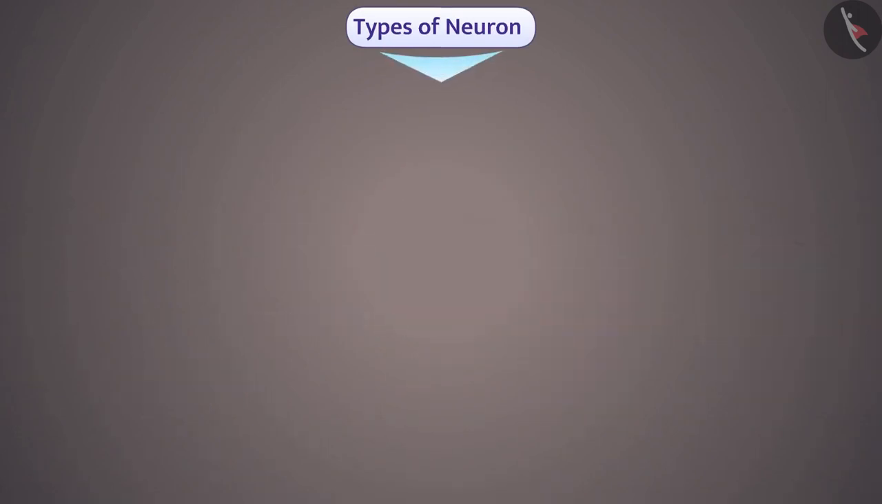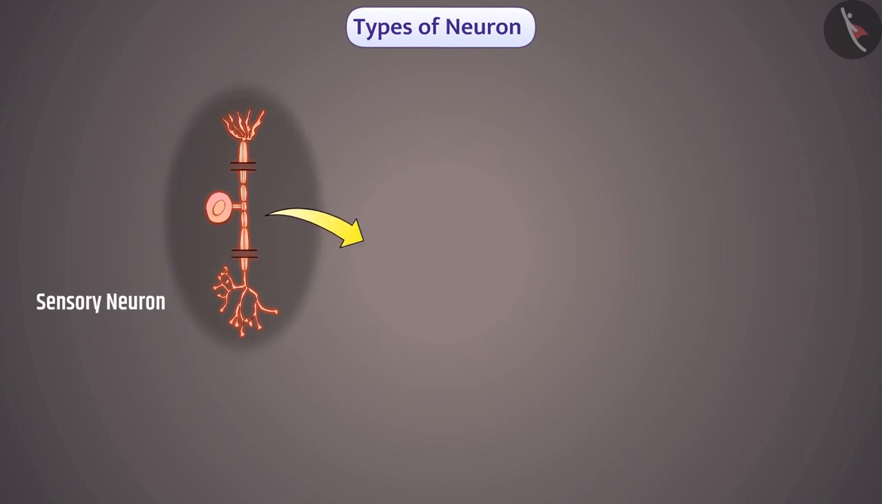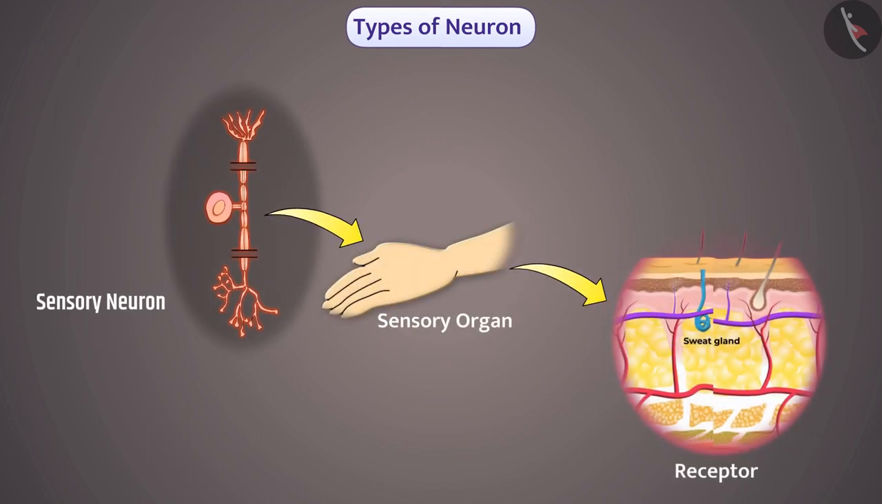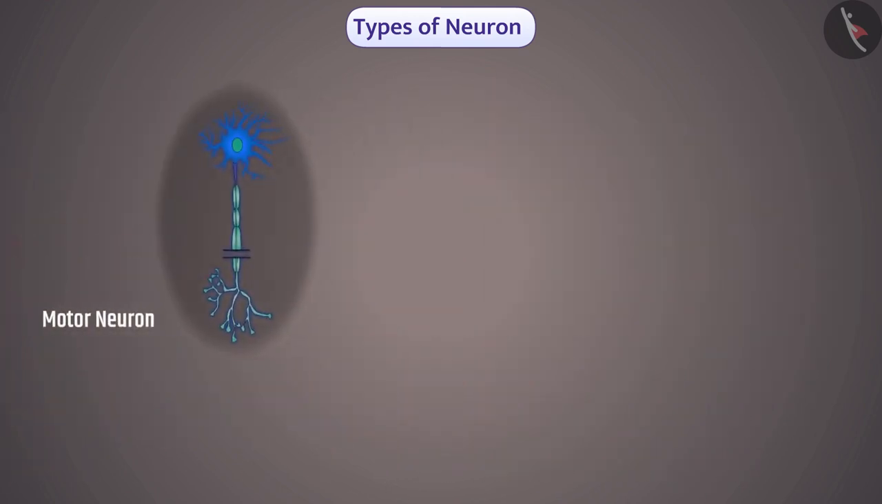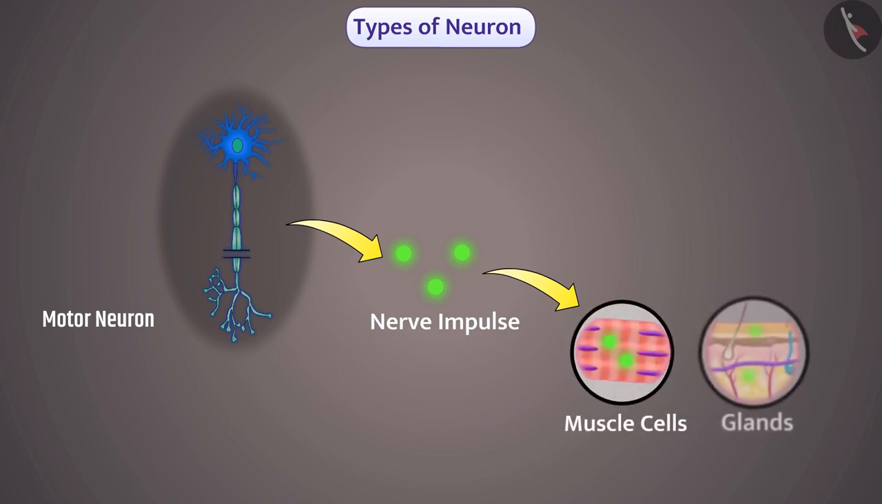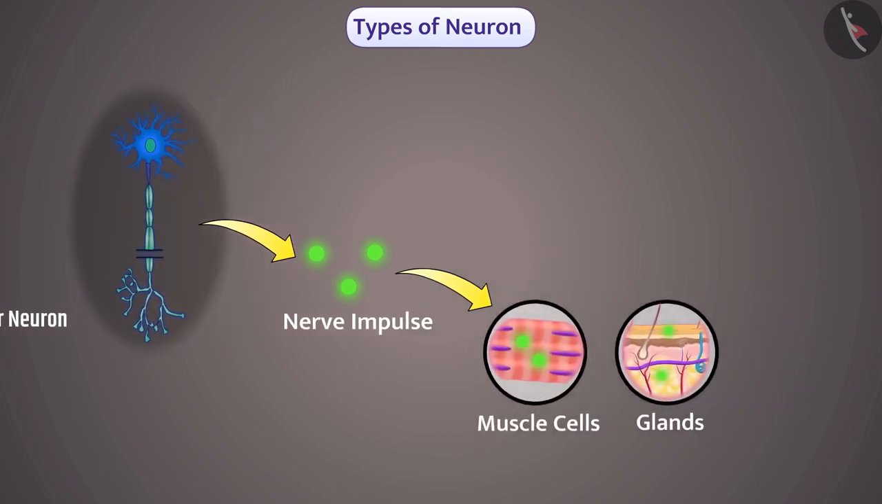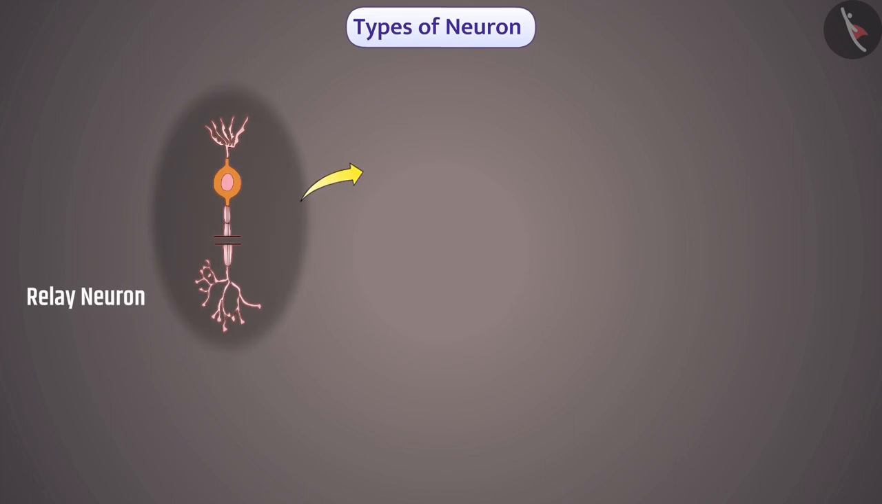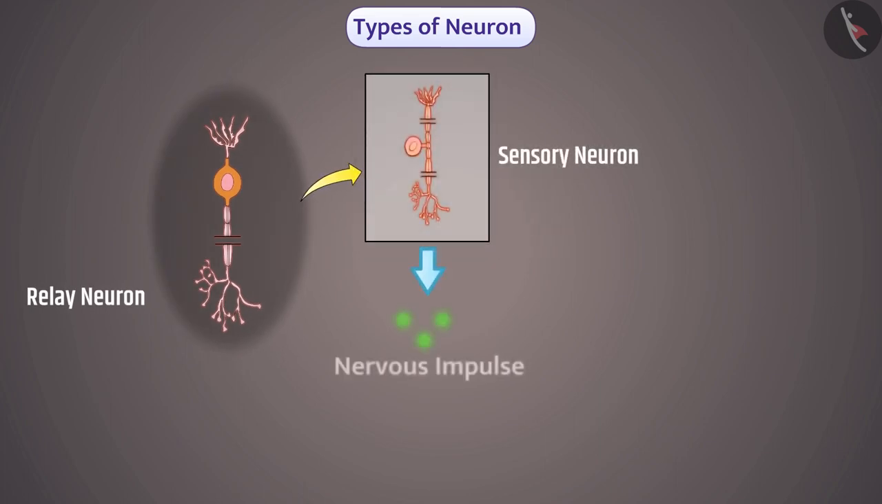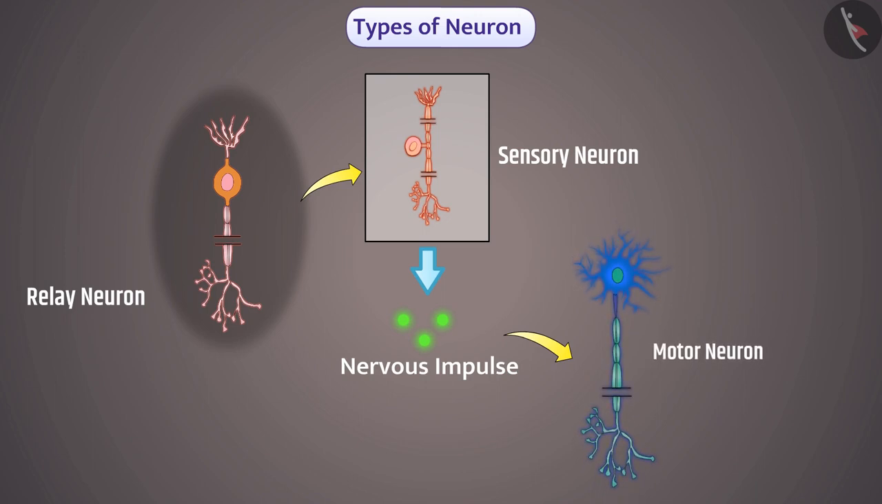Our body consists of three types of neurons. Sensory neurons obtain information from the receptors present in the sensory organs. Motor neurons transport the nerve impulse to the muscle cells and glands. Relay neurons transport the nervous impulse from the sensory neuron to the motor neuron. Now, let's understand how these neurons work together.